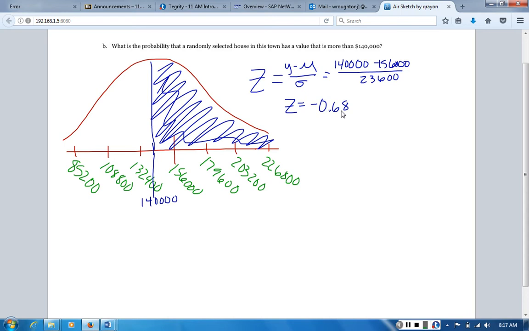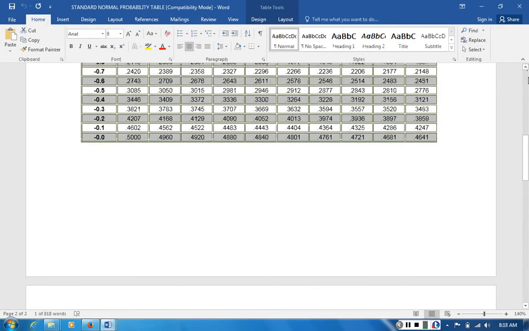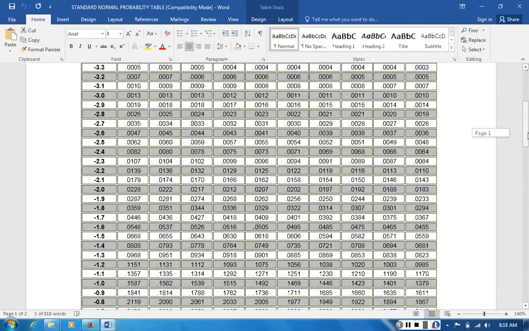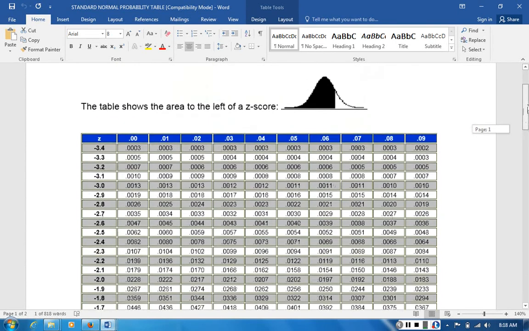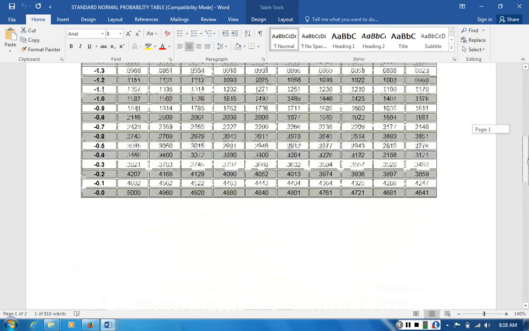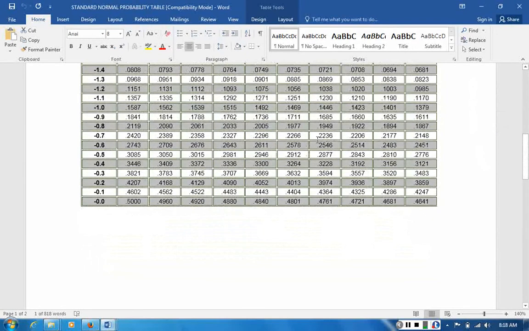We're going to take that number and go to the table to see what number we get. So negative 0.68 this time, so I'm going to go to the negative side. First, here's my negative 0.6 row. My 8 column is the second to last one that I can see there. I'm going to find this 0.2483.